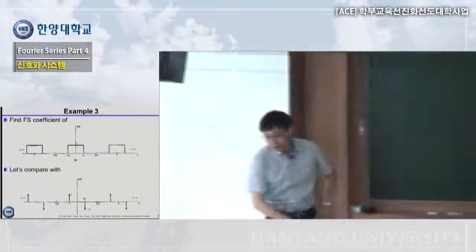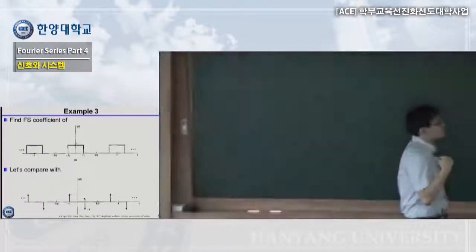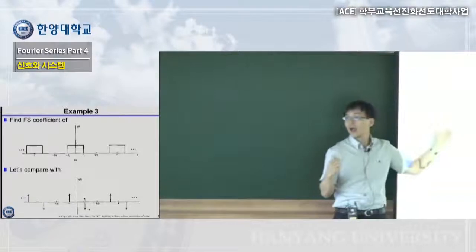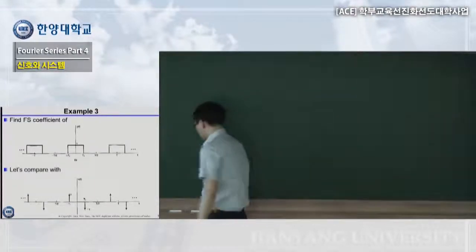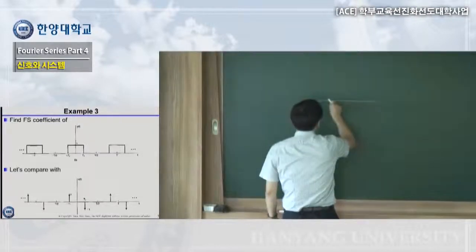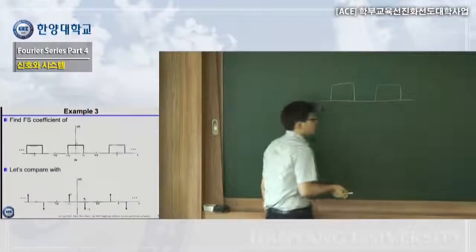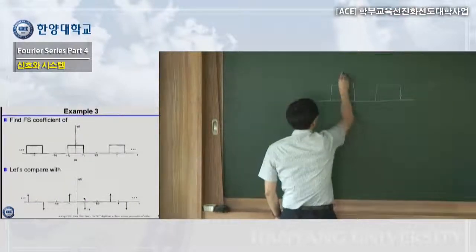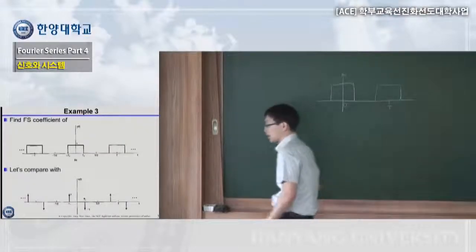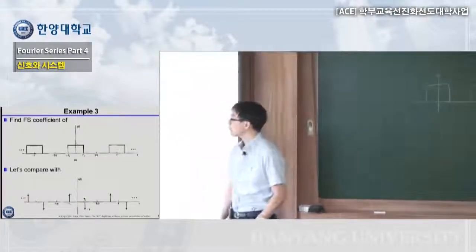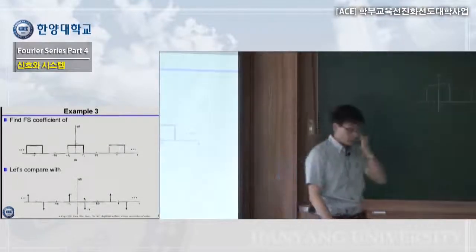And let's have the final example. This is the problem. We want the Fourier series coefficient of this signal. Say you have a square wave starting from 0, with period T. You keep on repeating like this. What is the Fourier series coefficient of this one?